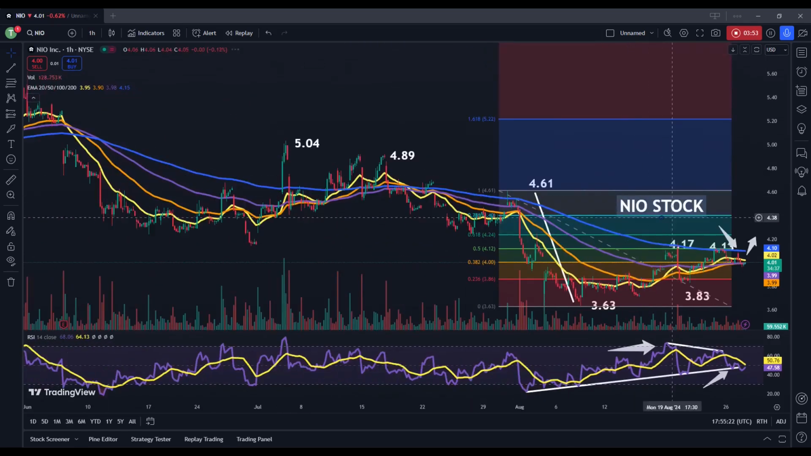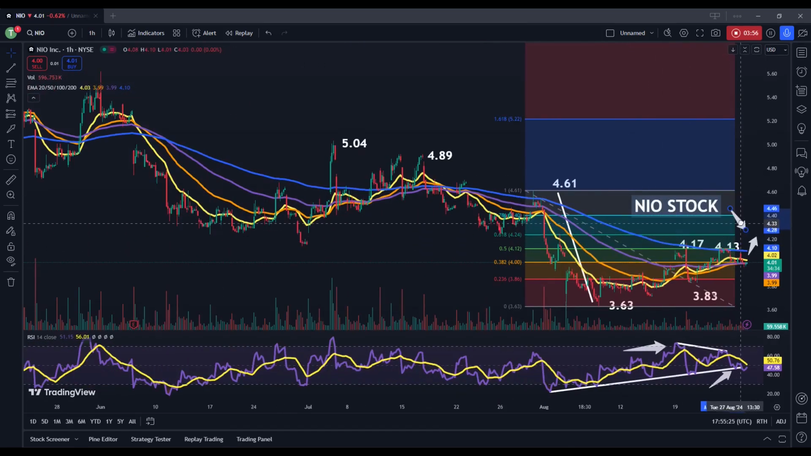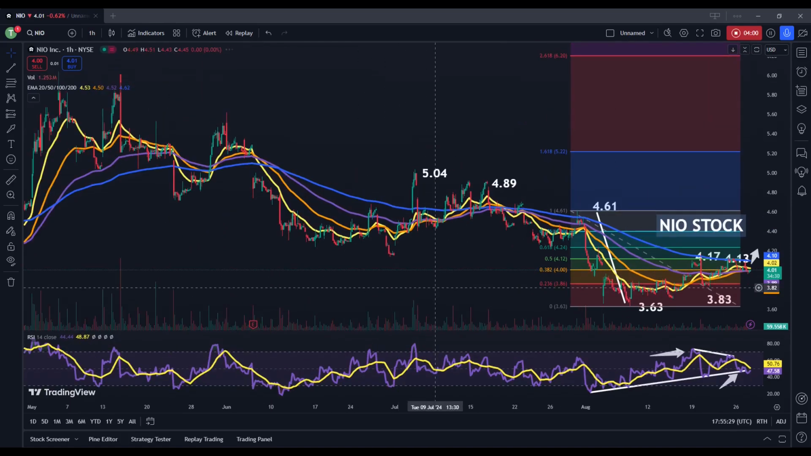Overall, if we take a broad view here, what we're really looking at is whether or not the stock is starting to find a base at current levels. One of the reasons that I have started to suggest this, there are a couple of different reasons.